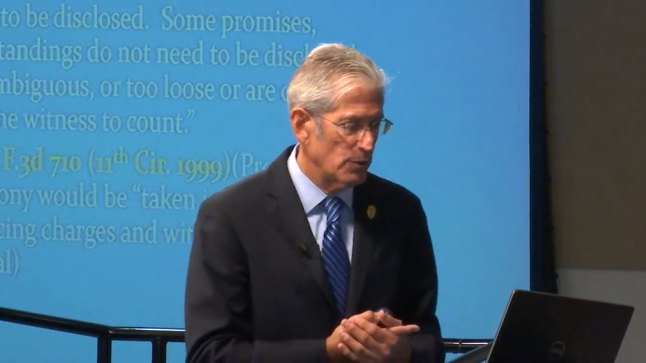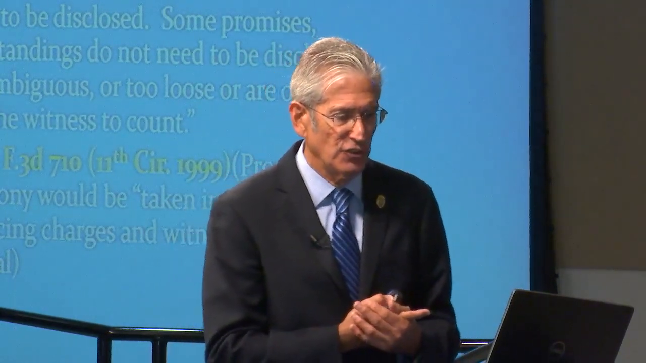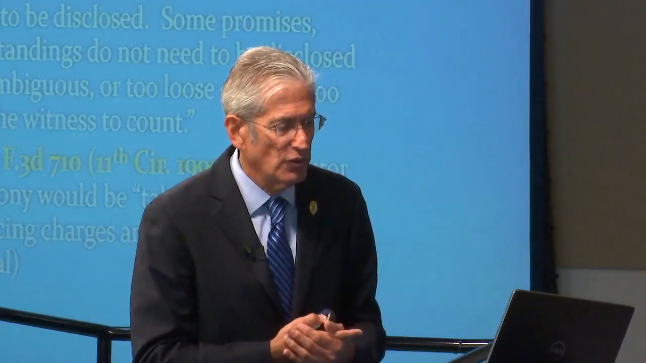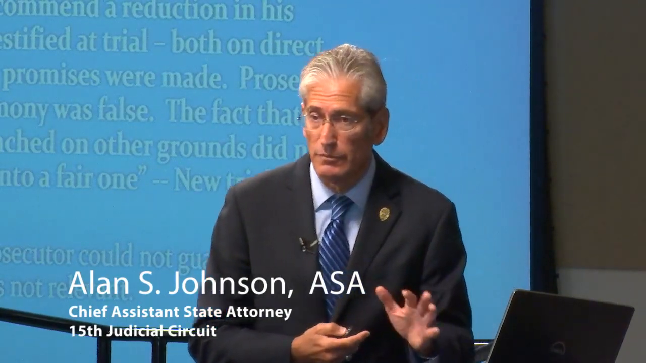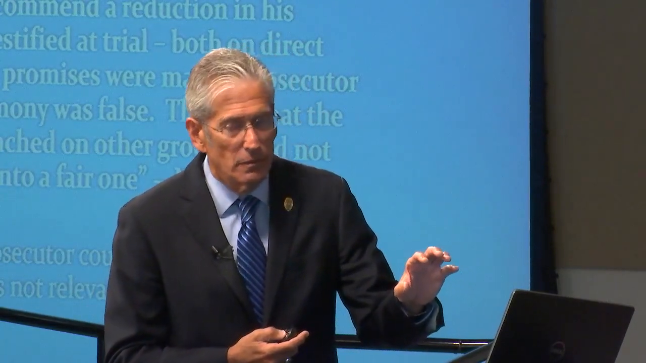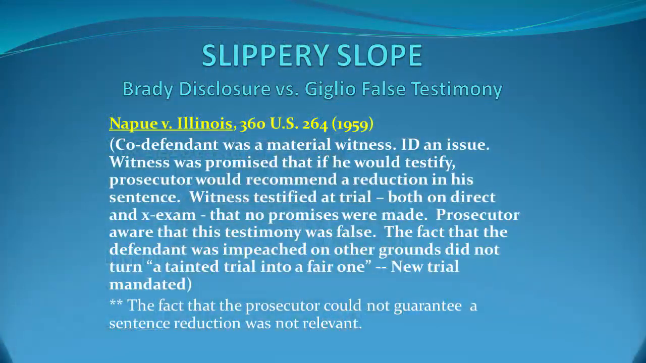But in Tarver versus Hopper, the prosecutor told the witness his testimony would be taken into consideration in reducing charges, and the witness testified he was not promised a deal. Well, that's pretty much true. He wasn't promised a deal. So Tarver said that's okay. There are other cases that talk about that as well, but be mindful of the U.S. Supreme Court case, Napue. The co-defendant was a material witness. ID was an issue, and the witness was promised that if he would testify, the prosecutor would recommend a reduction in his sentence. Well, that's a promise to reduce your sentence. That's not a vague, ambiguous thing like, I'll take it into consideration. Okay, so it is different.